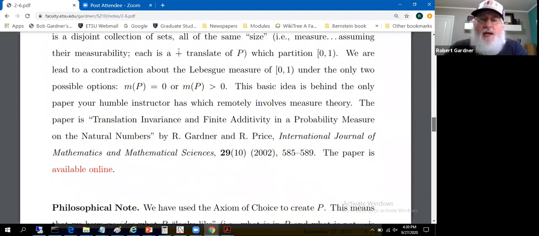I am no real analyst, I am no measure theorist, but I have one little paper, Translation Invariance and Finite Additivity and a Probability Measure on the Natural Numbers, published many years ago, actually with the chair of the department. Not chair in those days. A humble little work. You can click here and access it, but I'm basing it on some similar ideas.